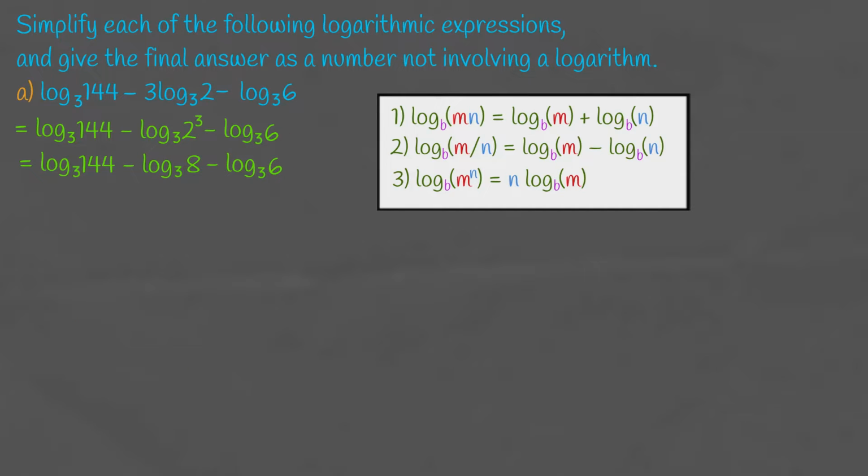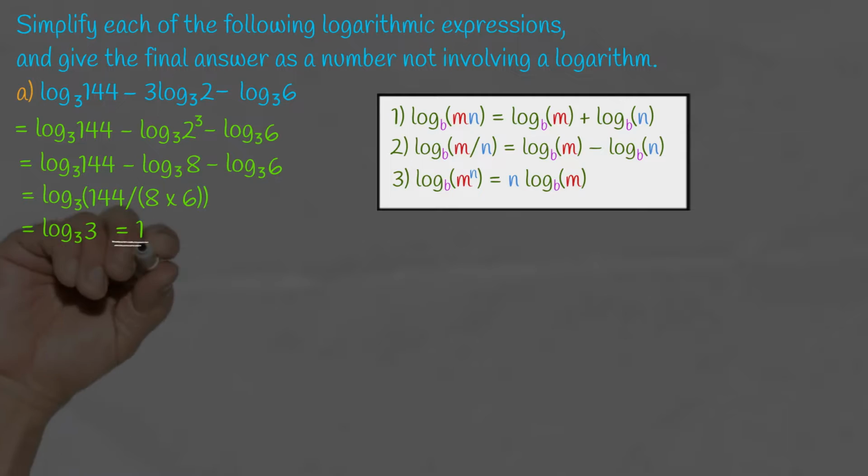Now we can use the second rule to condense this further, and the first term is positive and the second and the third term are negative. So the first one goes on the top and the second and third go on the bottom, so we get log to base 3 of 144 divided by 8 times 6. And that gives us log to base 3 of 3. And as we know, the log of any number to the same base is equal to 1. So the final answer is 1.